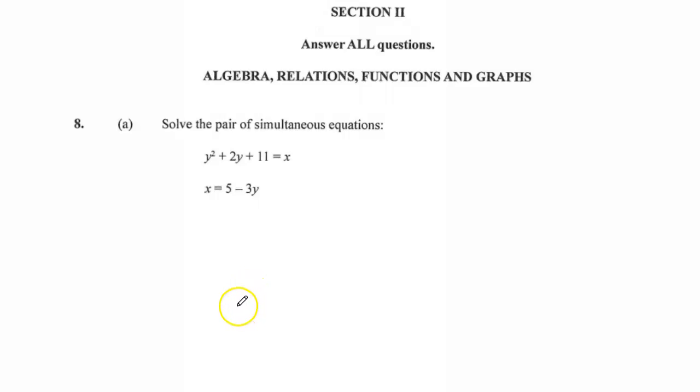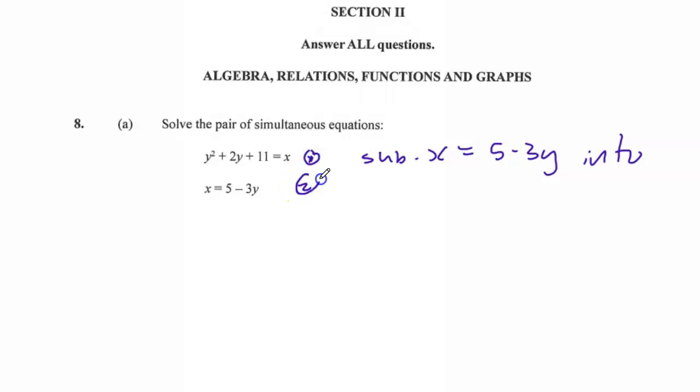So question 8, part A, solve the pair of simultaneous equations: y squared plus 2y plus 11 equal to x, and x equal to 5 minus 3y. Certainly we can substitute x equal to 5 minus 3y into equation 1. We'll call this equation 1, and this equation 2. So substitute this into equation 1: y squared plus 2y plus 11, and now x is equal to 5 minus 3y.